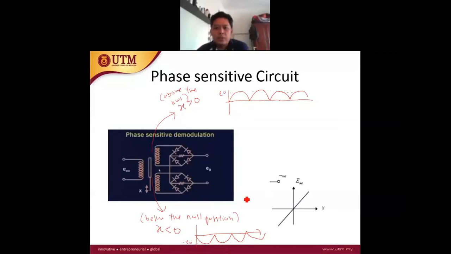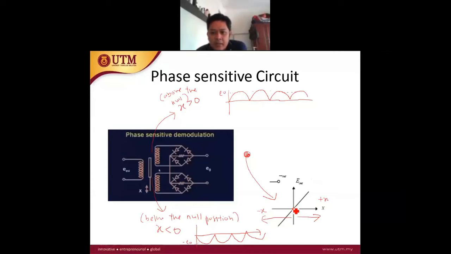So in this case, if we take the magnitude, the absolute value, the total output of the phase sensitive circuit will look like this. So this is the null position. This is when the core moves above the null position, or you can say positive x. And this is when the core moves below the null position, or negative x, so we move downwards.